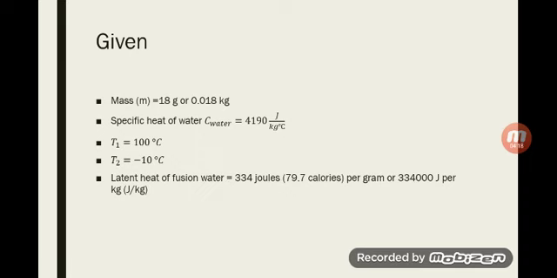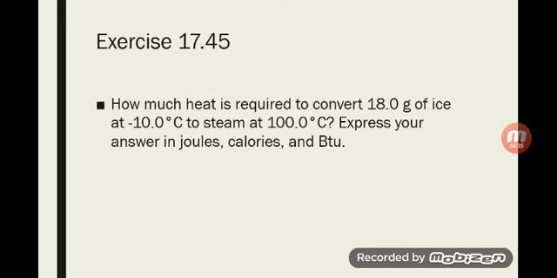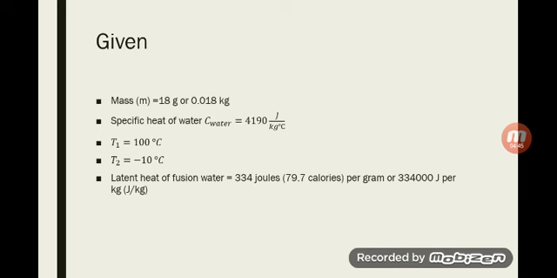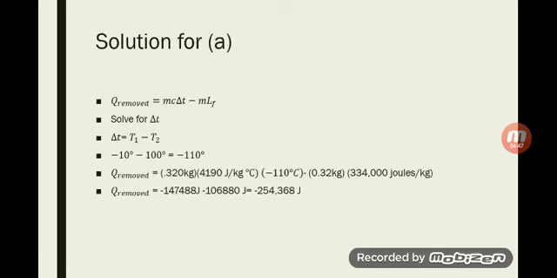So latent heat of fusion of water is 334 joules, or 79.7 calories per gram, or simply 334,000 joules per kilogram. So we're trying to convert 18 grams of ice into steam, so latent heat of fusion is really needed. Now, Q removed is equal to MC change of T minus MLf.